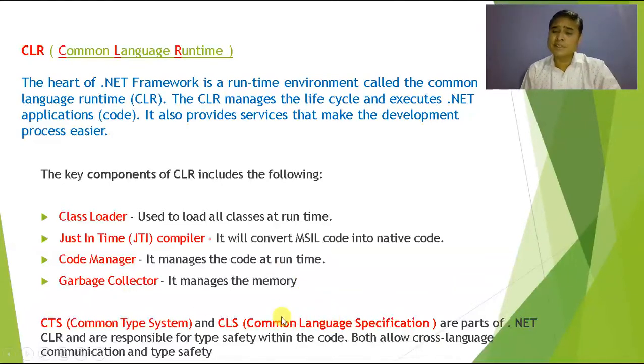These two components are responsible for type safety and cross-language communication. Cross-language communication means the .NET Framework supports more than one programming language. You can choose any programming language and build your application. It doesn't matter for the CLR. The CLR can understand any language, but how is that possible? It is only possible due to CTS and CLS, the Common Type System and Common Language Specification components of the CLR.